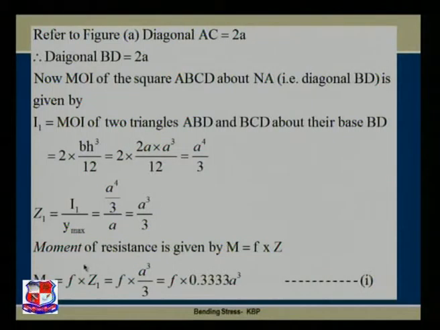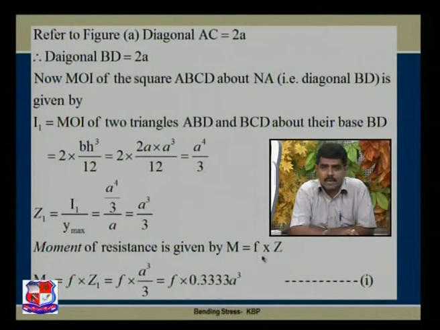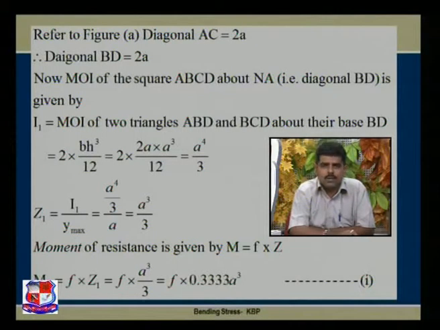Now, the moment of resistance is given by M is equal to f into Z. So, by placing the value of Z1 over here, we can achieve the moment of resistance M1 is equal to f into a cube by 3. This is our equation number 1, that is the moment of resistance obtained in the first case when one of the diagonals is vertical.